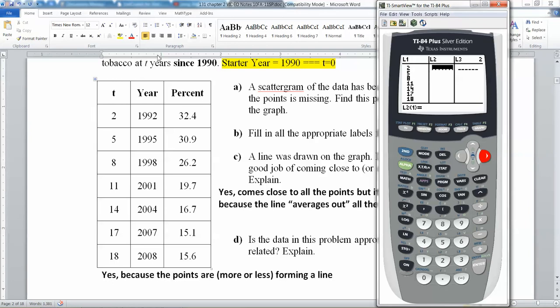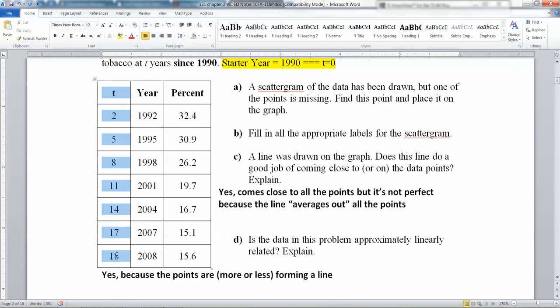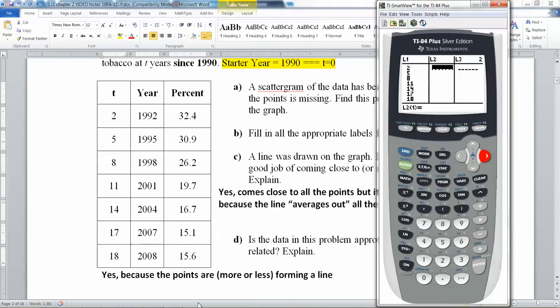Now, what's L2? L1 is list 1. So list 1 was this stuff right here. Now, L2 is the percents. We don't care about the years because the years have been transformed into these t values. So what we want is the percents. So we go 32.4, 30.9, 26.2. Except I messed that up. There we go. 26.2, 19.7, 16.7.